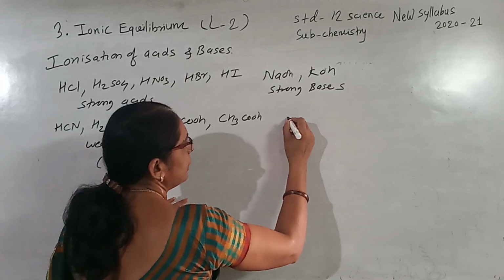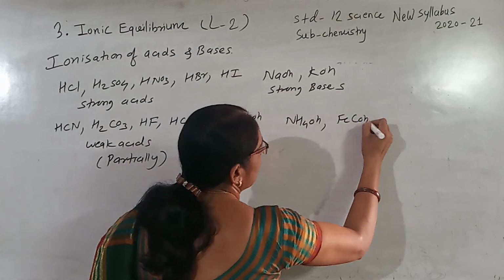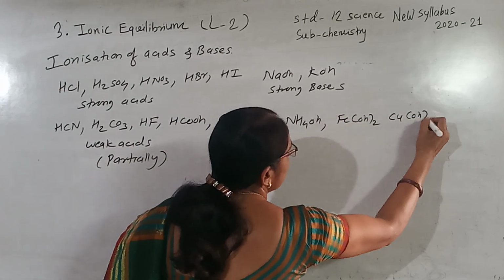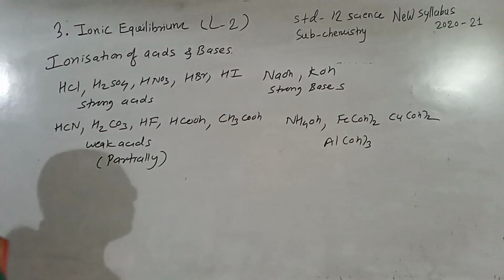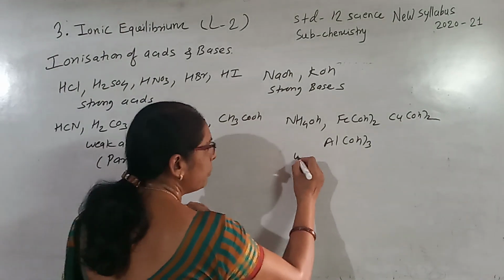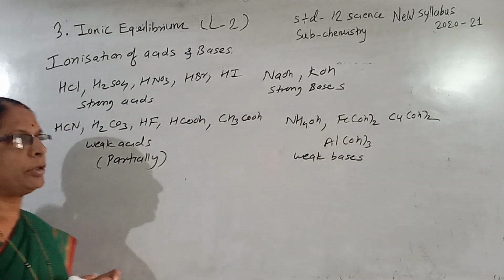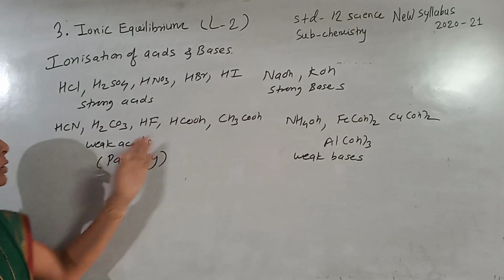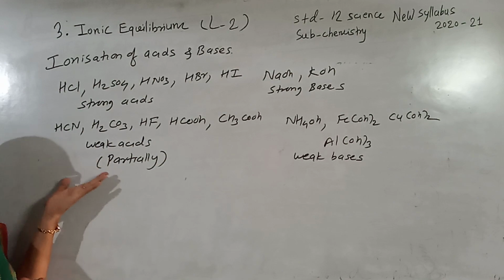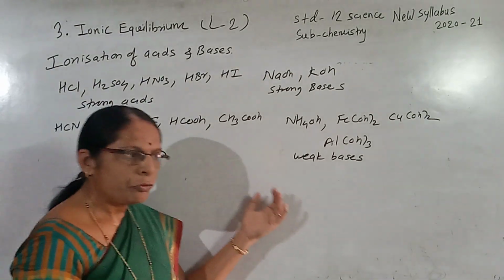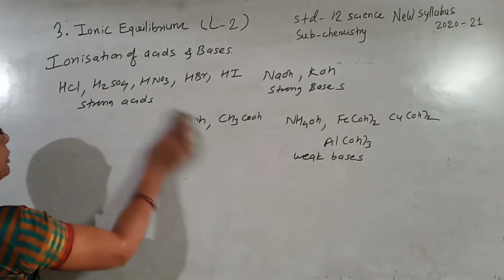Similarly, ammonium hydroxide, Fe(OH)3, Cu(OH)2, and aluminium hydroxide are also examples of weak bases, because they are partially dissociated. So depending upon the dissociation of the acids and bases, they are either strong acids and strong bases, or, if they are partially dissociated, weak acids and weak bases. In this way, you can consider the ionization of acids and bases.